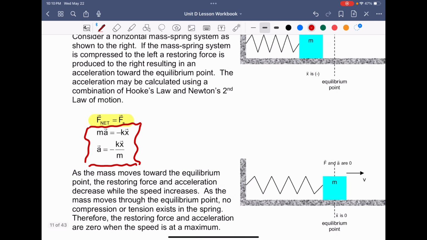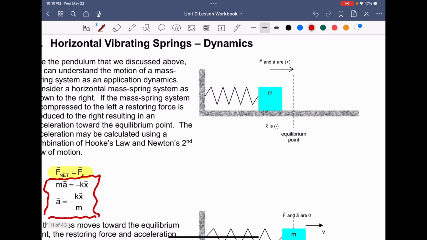Now let's look at the first situation here. So let's suppose we're to the left of equilibrium and the spring is somewhat compressed, because if it's to the left, it means that the spring is being compressed together. Maybe it's going left or right at this moment, but for this case, we're going to assume that it's just somewhere on the left-hand side.